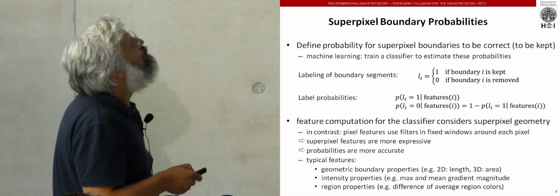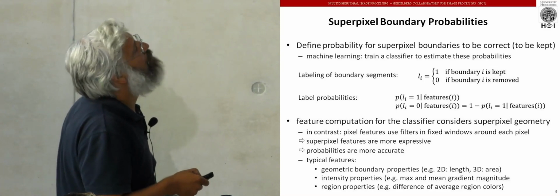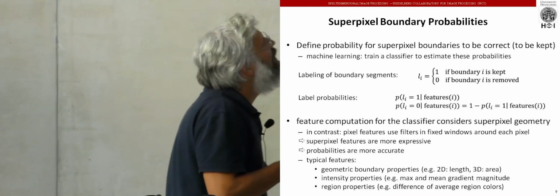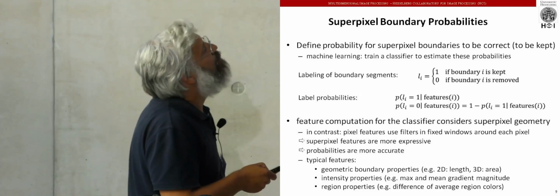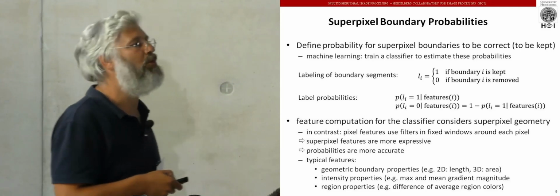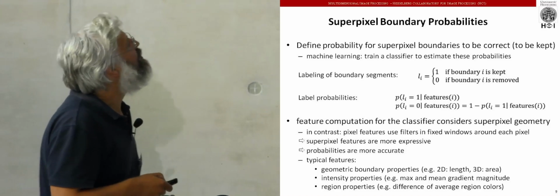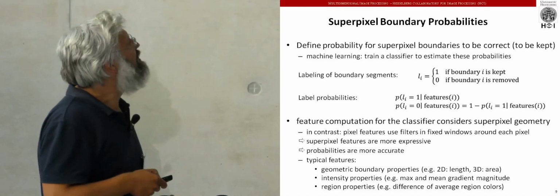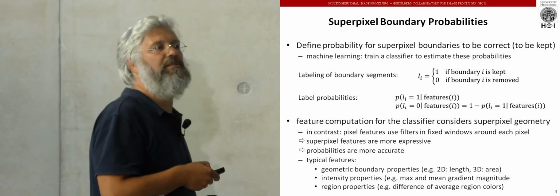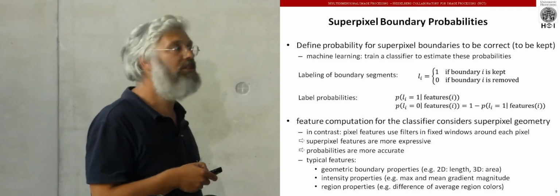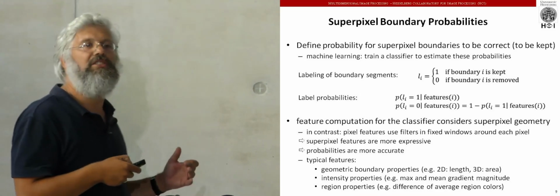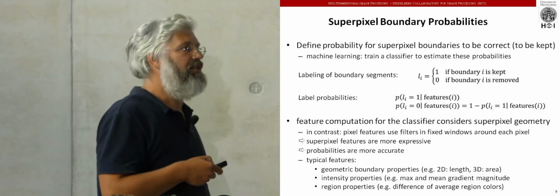And these probabilities, so we have the probability that the label should be 1, given some features that we can measure from the image. And then the corresponding probability that the label should be 0 is 1 minus the other probability. So we only actually need to define 1 probability. So, in order to define these probabilities, we can define features. This is similar to the filters that we would use to define the original boundary indicator. But here, we are able to define these features according to the superpixel geometry.